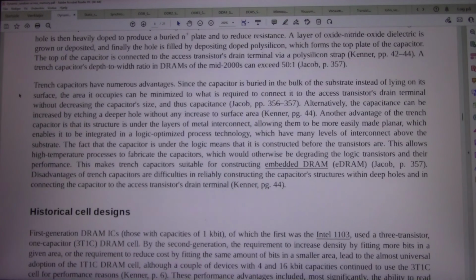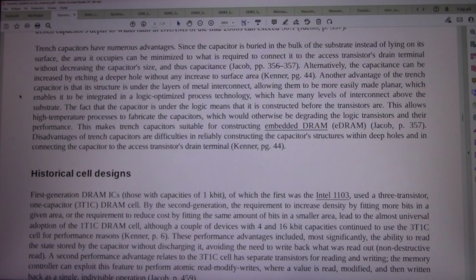Jacob, p. 357. Trench capacitors have numerous advantages. Since the capacitor is buried in the bulk of the substrate instead of lying on its surface, the area it occupies can be minimized to what is required to connect it to the access transistor's drain terminal without decreasing the capacitor's size, and thus capacitance. Jacob, pp. 356-357. Alternatively, the capacitance can be increased by etching a deeper hole without any increase to surface area.